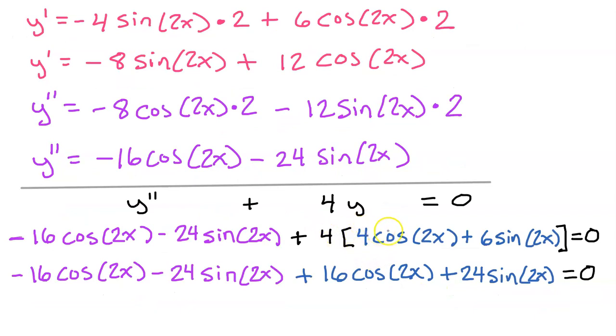If you distribute the 4 across the parentheses, we get positive 16 cosine 2x plus 24 sine 2x. This is the exact opposite of the two terms that you see here in purple. So everything cancels out, and we get 0 equals 0. So it checks out. We just verified it.